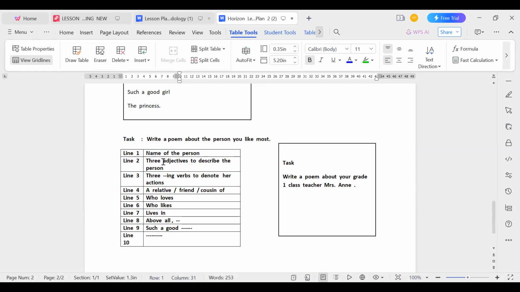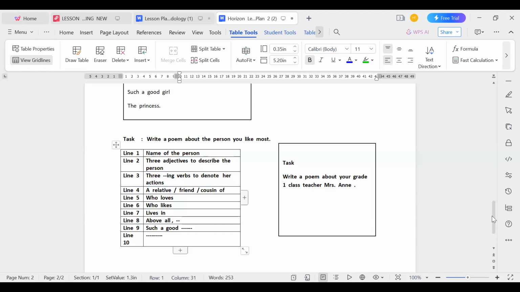They have line 1. They have to write the name of the person. Line 2, 3 adjectives to describe the person. Line 3, 3 ing verbs to denote her actions. Line 4, a relative, friend, cousin of. Line 5, who loves. Line 6, who likes. Line 7, lives in. Line 8, above all. Line 9, such good. And line 10.